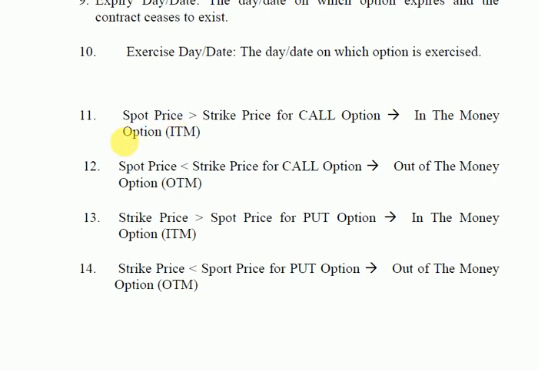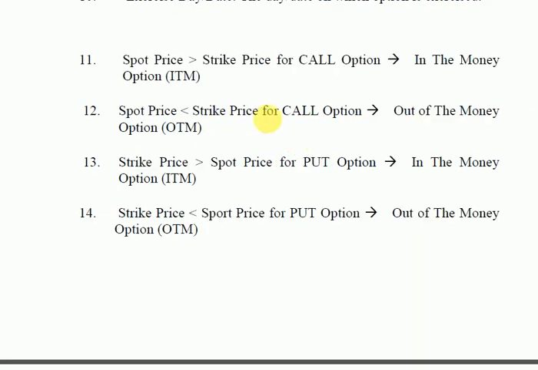Next, if the spot price is greater than strike price for call option, then it is in the money option, that is ITM. And if spot price is less than the strike price for call option, then we call it as out of the money option, that is OTM.